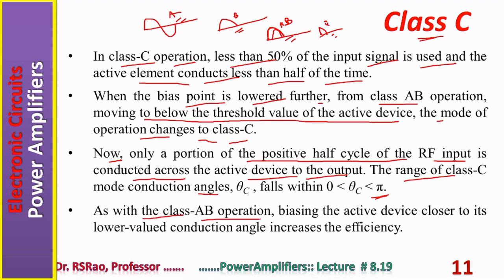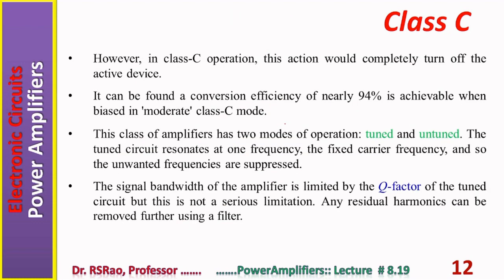As with the class AB operation, biasing the active device closer to its lower valued conduction angle increases efficiency. Efficiency becomes more. However, in class C operation, this action would completely turn off the active device. It can be found a conversion efficiency of nearly 94% is achievable when biased in moderate class C mode.